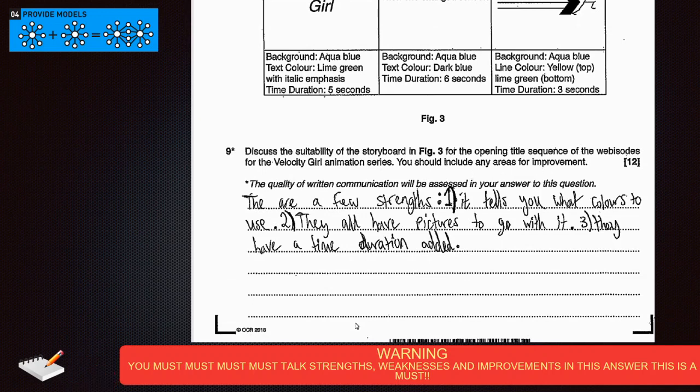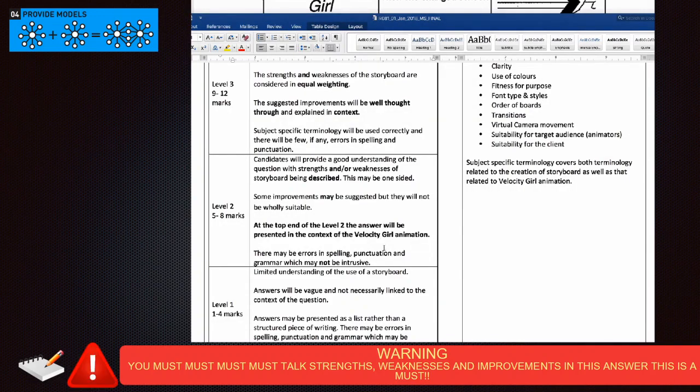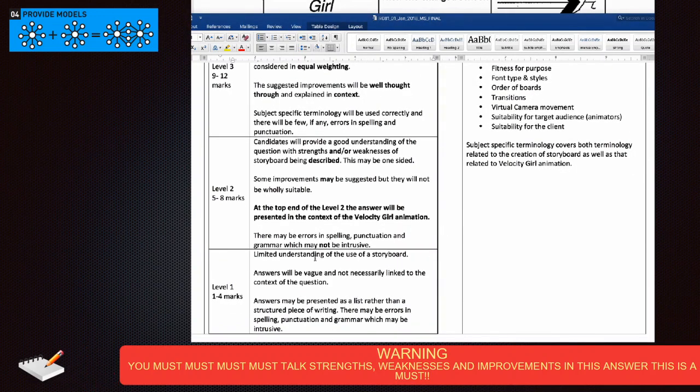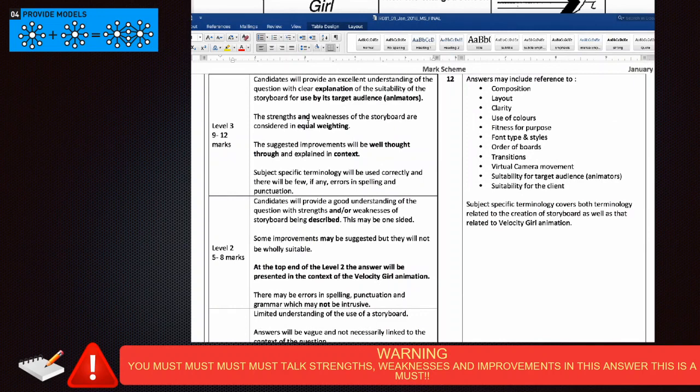They've asked for strengths, weaknesses and improvements. So the candidate, if we look at the mark scheme: limited understanding of the use of a storyboard, answers will be vague. Second one, it's strengths and/or weaknesses, and some improvements may be suggested. So if they've given some strengths and they don't really mention any improvements, they can still move up into level 2. And then candidates provide excellent understanding. It'll be very clear. Strengths and weaknesses, equal weighting, well thought through improvements.